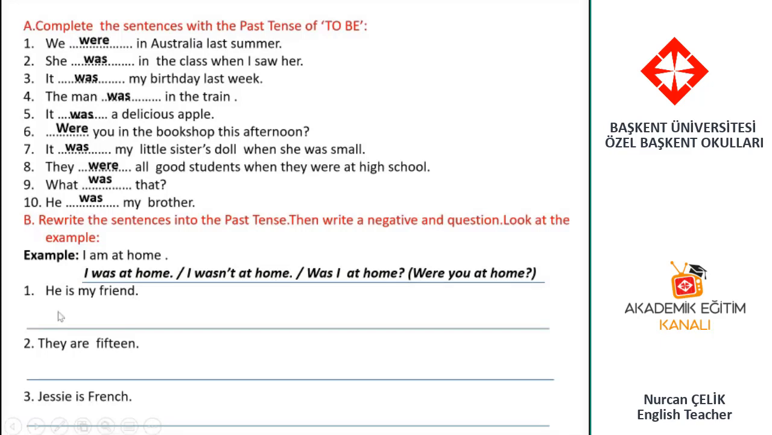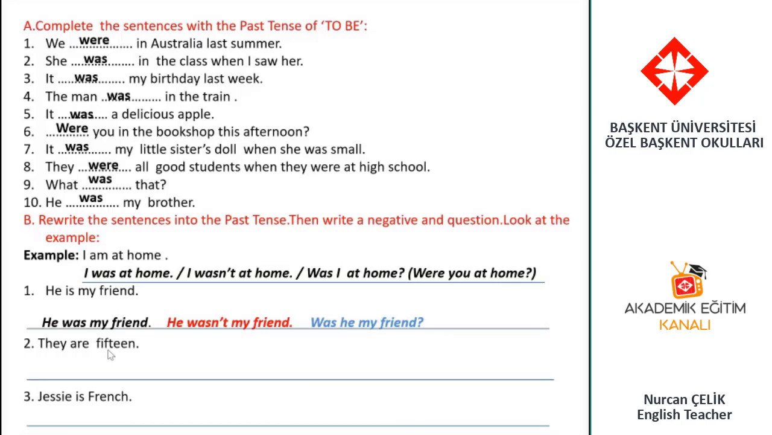Let's do it. He is my friend. When we say it in the past, how does it change? Make your guess. Okay, I can hear what you said. Okay, he was my friend. Very good. Now let's make it negative. Of course, it changes. He wasn't my friend. And when we make it a question, it's, was he my friend?